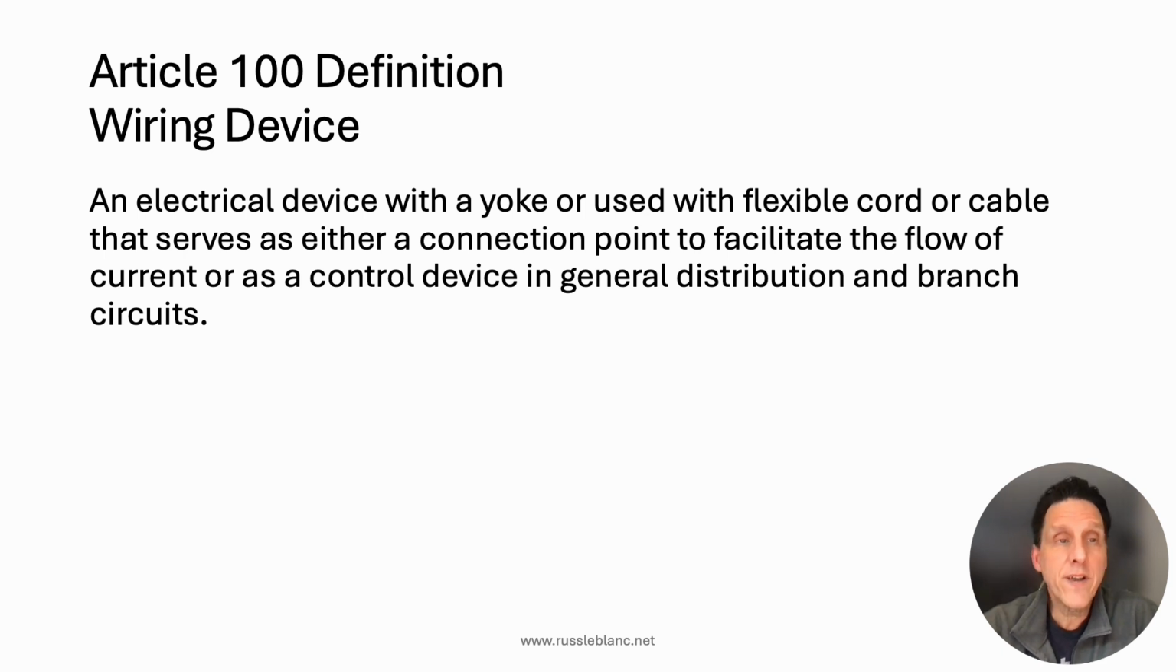What is a wiring device? It's an electrical device with a yoke, or it could be used with a flexible cord or a flexible cable that serves as either a connection point to facilitate the flow of current or as a control device in general distribution and branch circuits. And there's an important informational note that was added to help us all understand exactly what a wiring device might be.